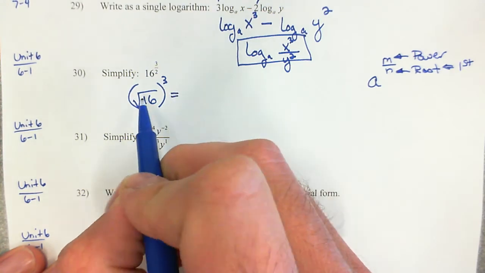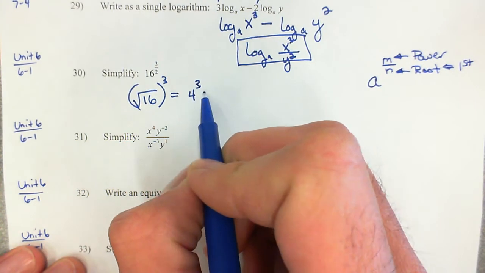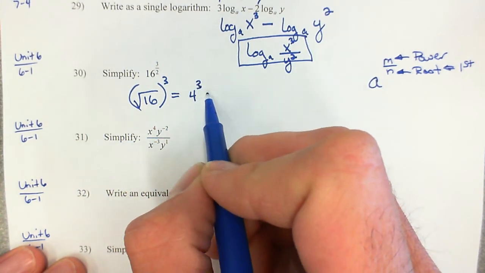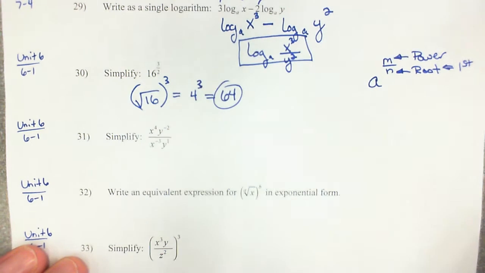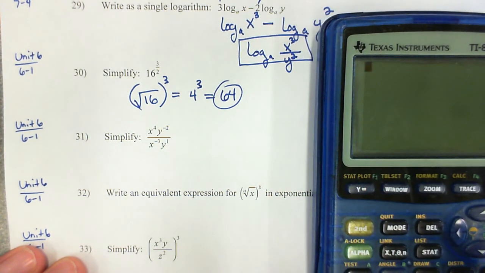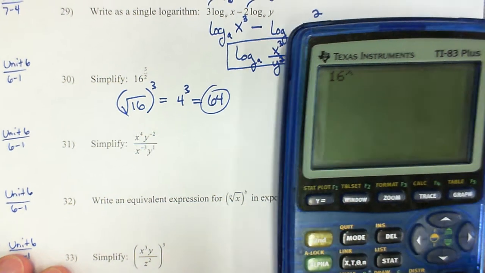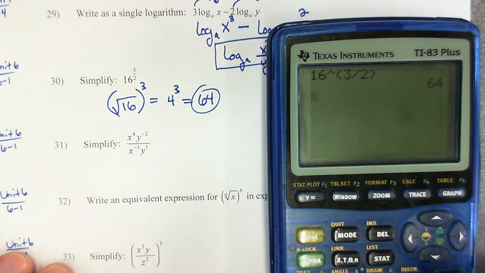Well, what is the square root of 16? That's 4. Raise 4 to the third power. 4 times 4 is 16, times 4 is 64. Okay? Now, you could do that on your calculator. So we could just do 16 to the power, but then what you have to be careful of is you put the exponent in parentheses, so that's 3 divided by 2. Okay? And you get 64 the same way.